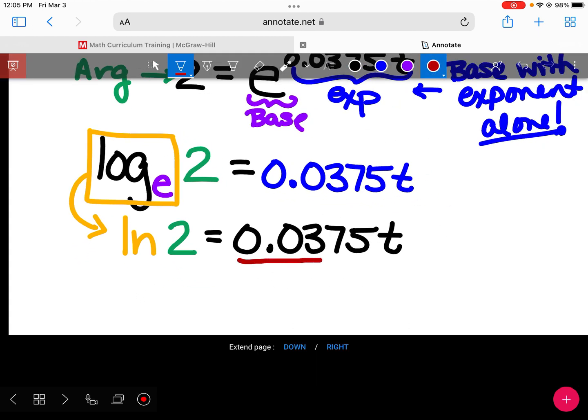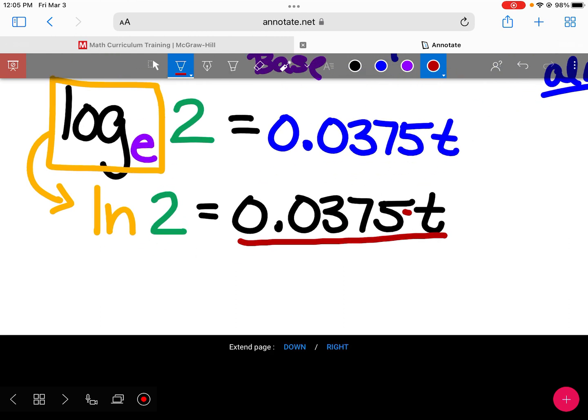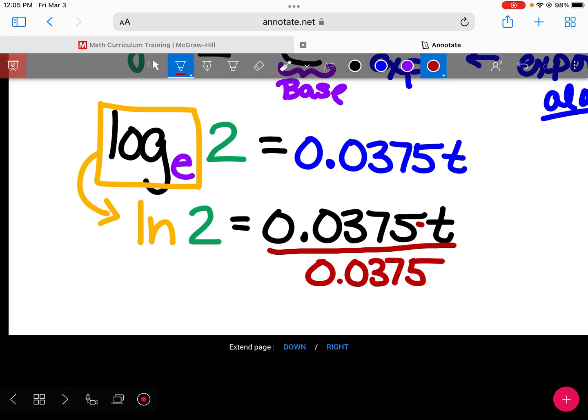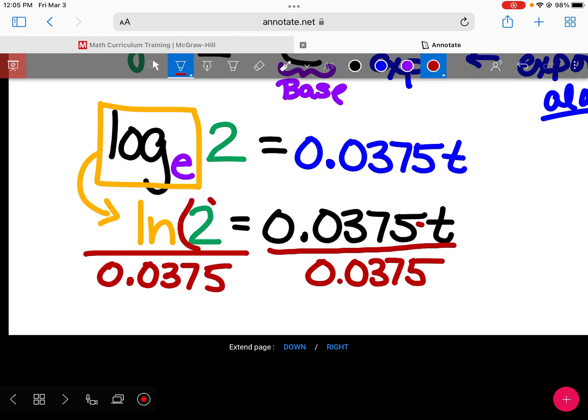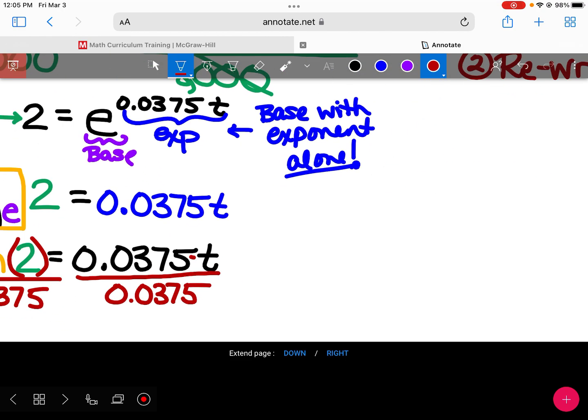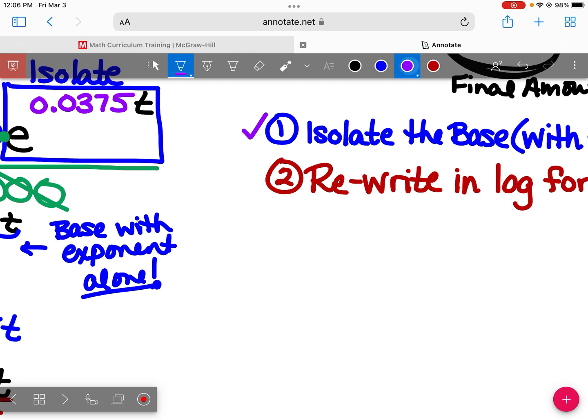Subtract. How do I know whether I'm dividing or subtracting? What's connecting the number I want to get rid of to the variable? Multiplication. How do I undo multiplication? With division. So we're going to divide by 0.0375 on both sides. That'll cancel out.